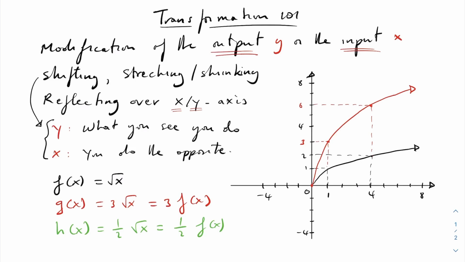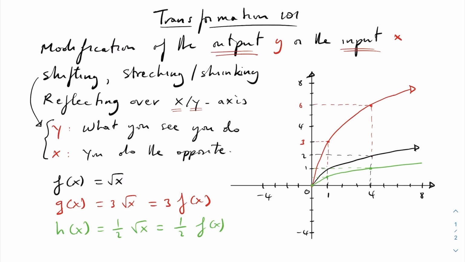So now I'm going to have the point (0, 0) still at (0, 0) because division of 0 is still 0. And the point (1, 1) is going to be at (1, 1/2). And the point (4, 2) is going to be at (4, 1). And so with that, I can connect them together and get the graph for h of x.